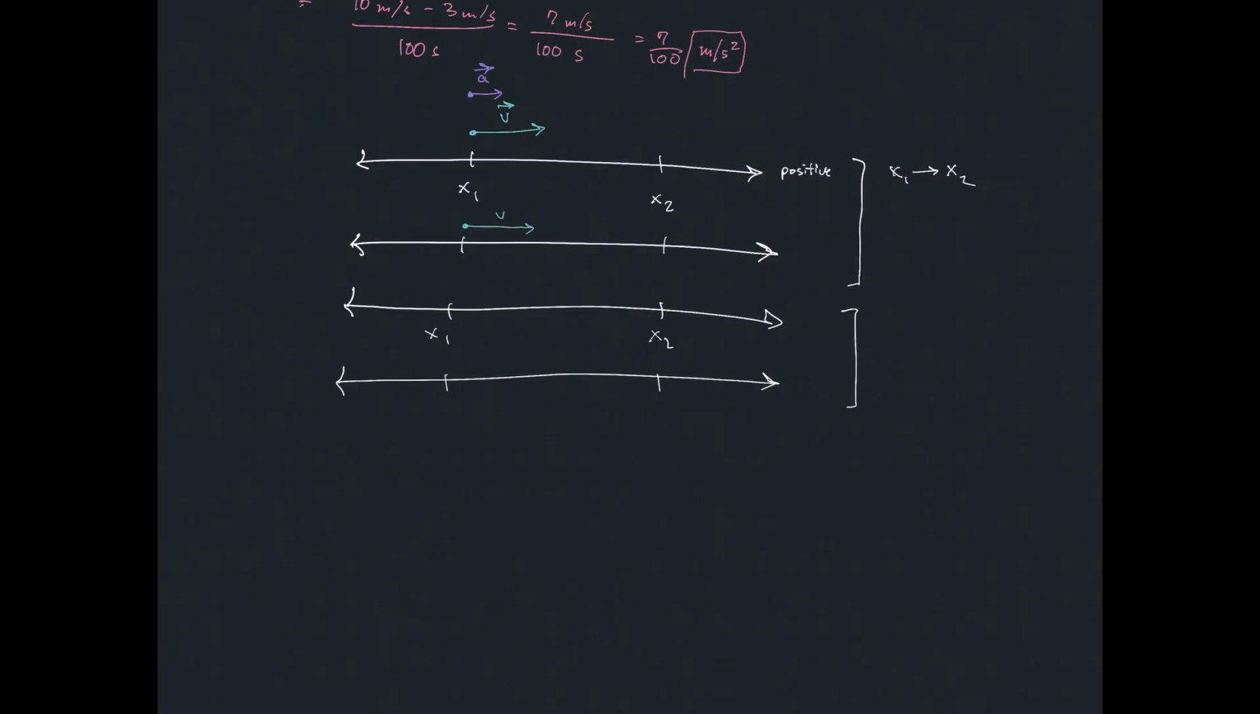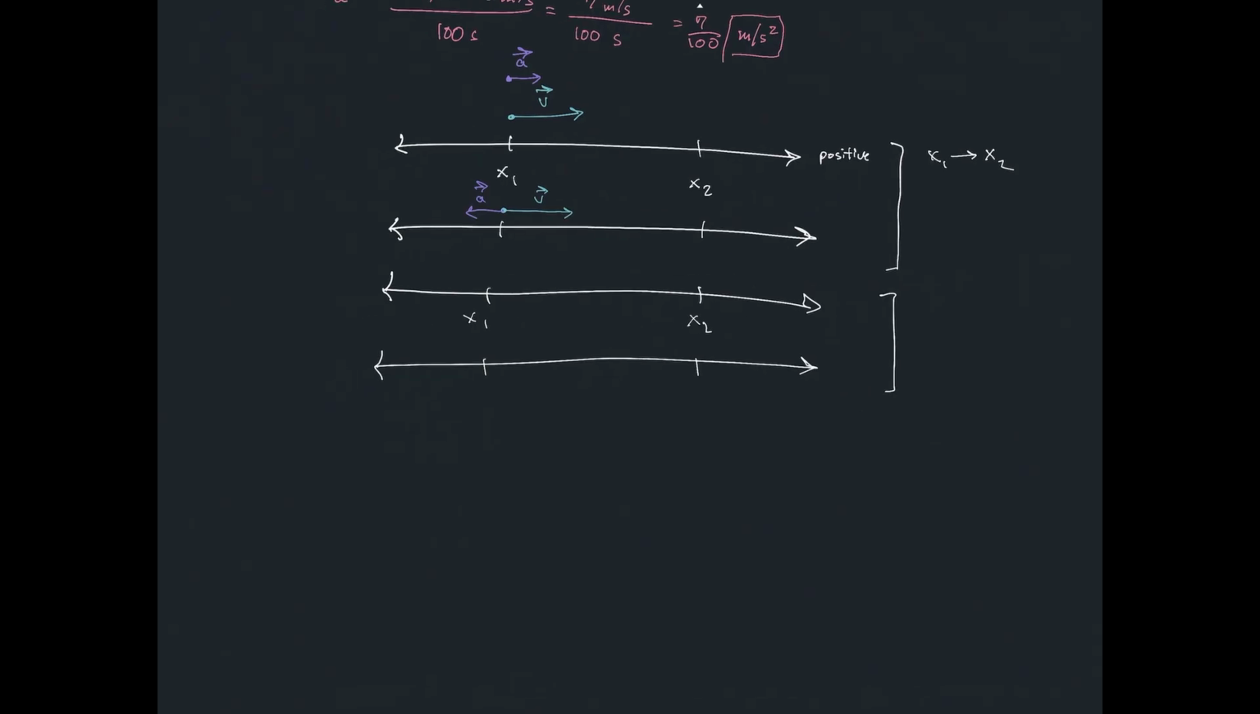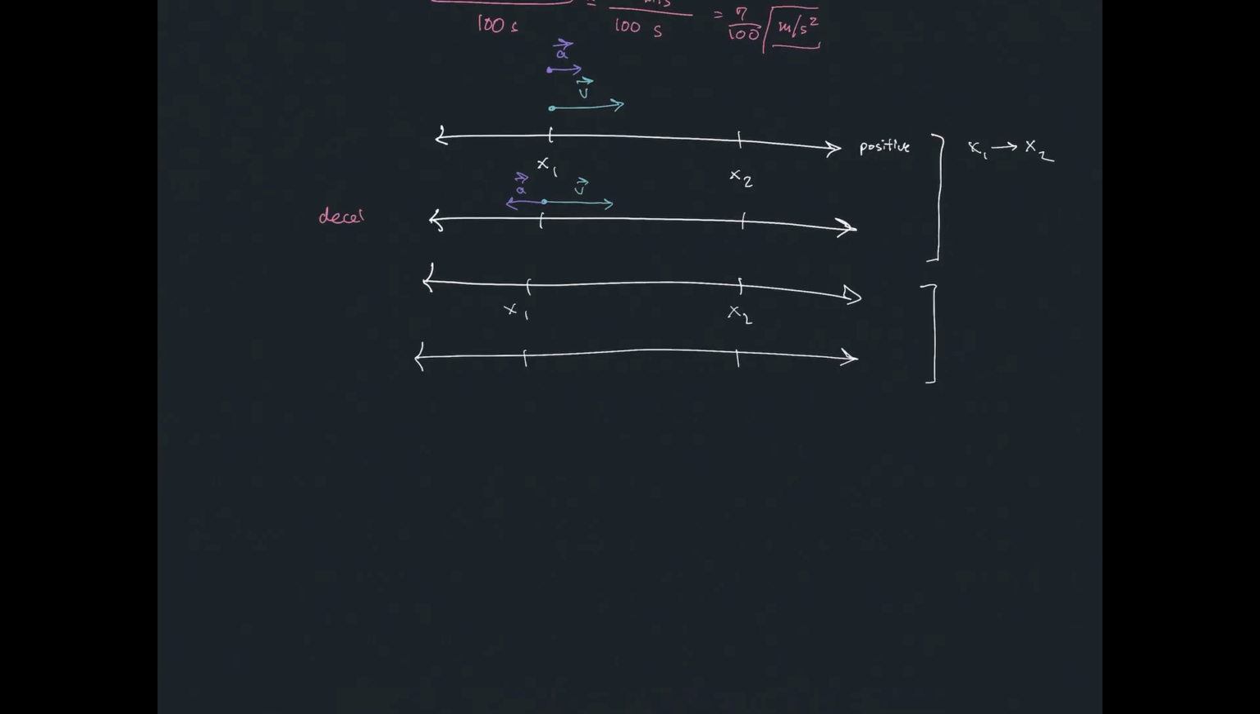Now, what about the second scenario? What if the acceleration is pointed in the opposite direction, negative? What would happen here? I'm going to give you guys a few seconds to think about what that might look like in real life if the object had a positive velocity but negative acceleration. Well, the object would be slowing down more and more from x1 to x2. This is a case of deceleration. The object is slowing down.